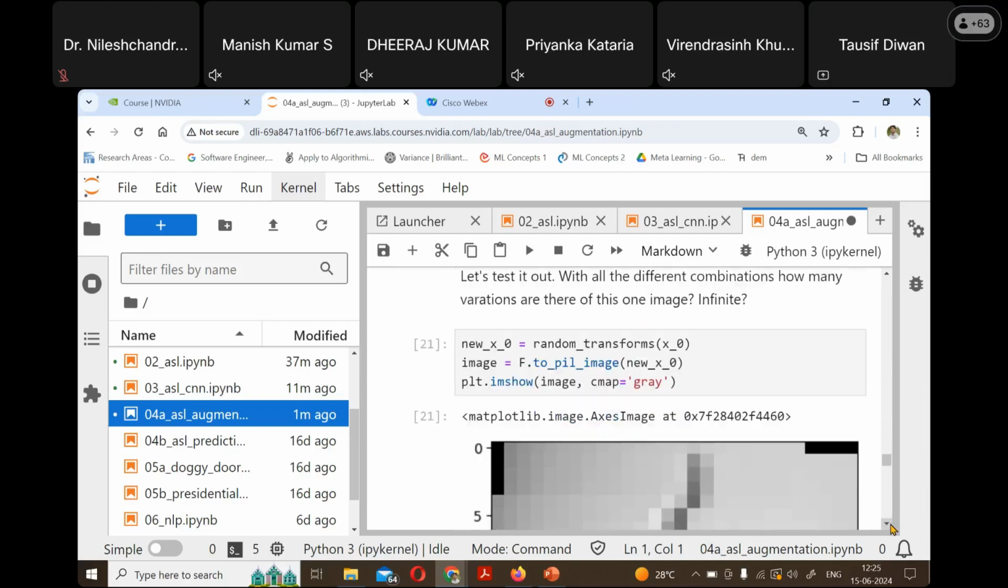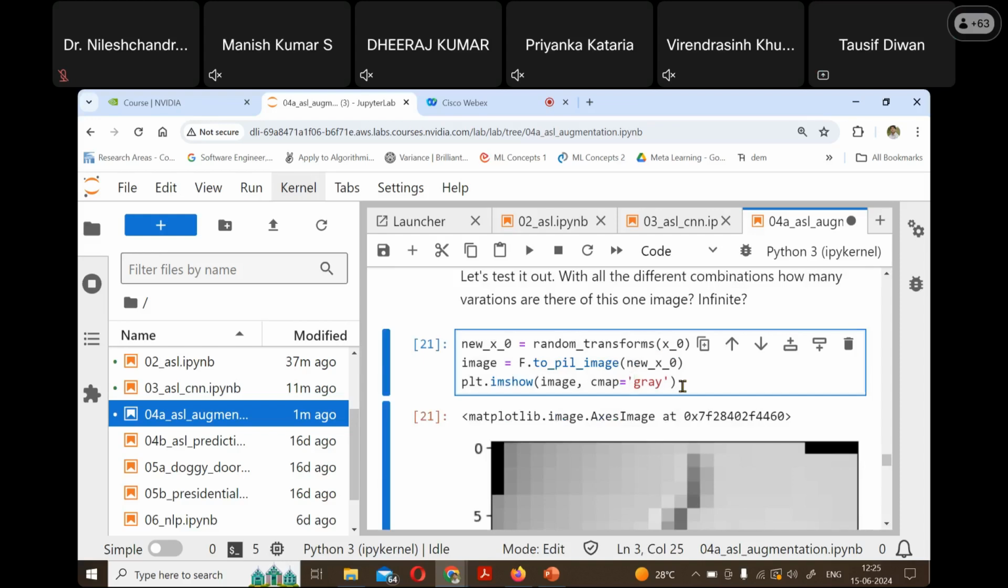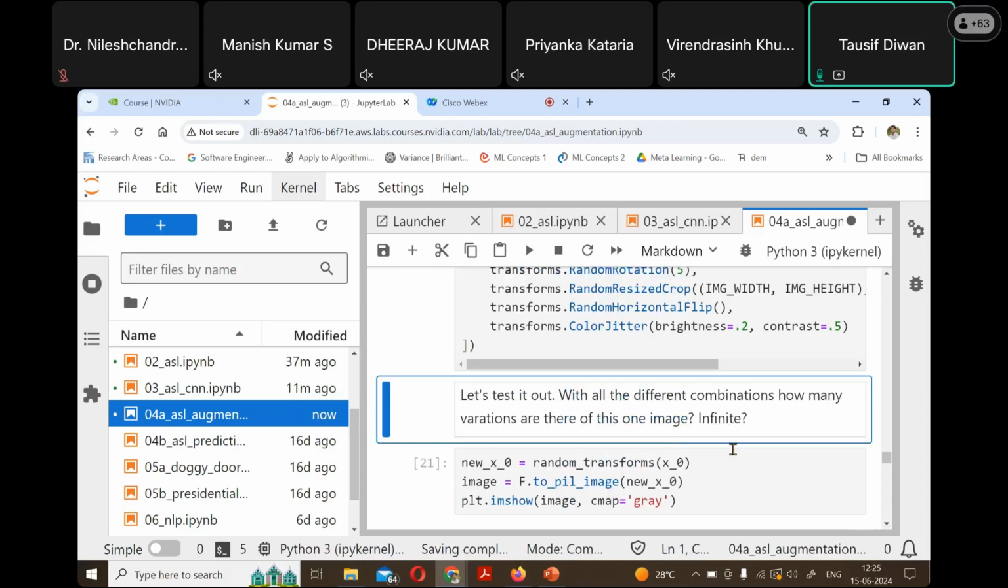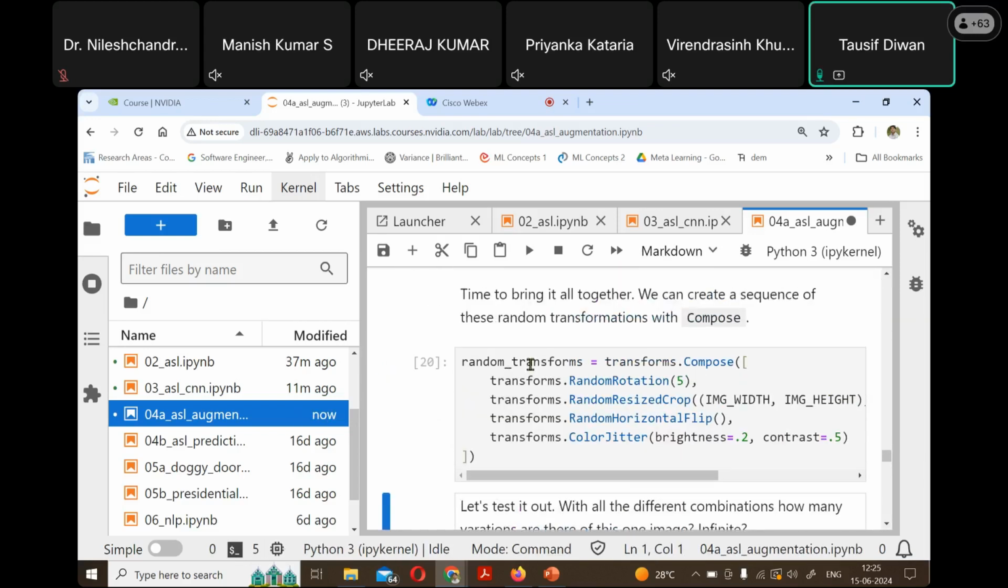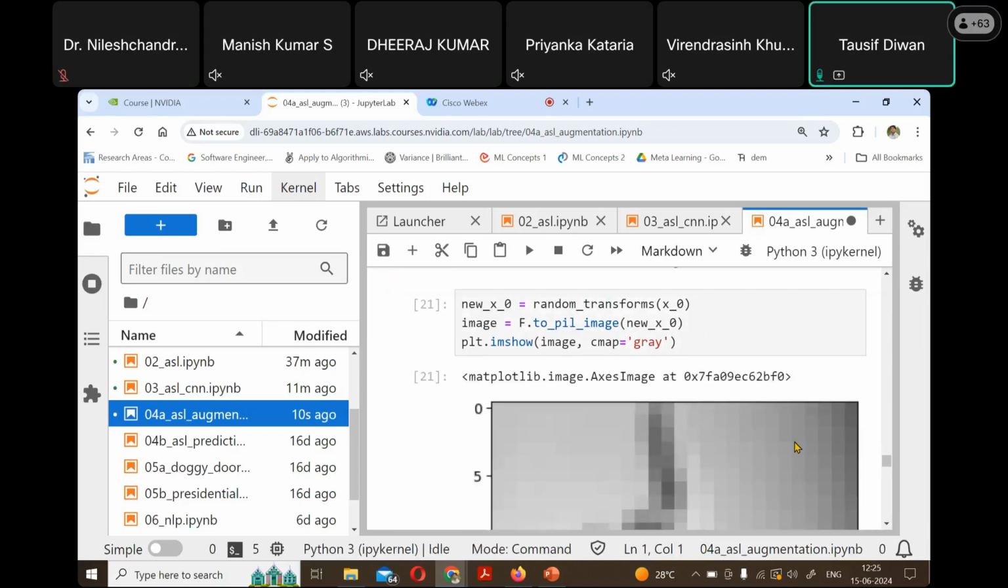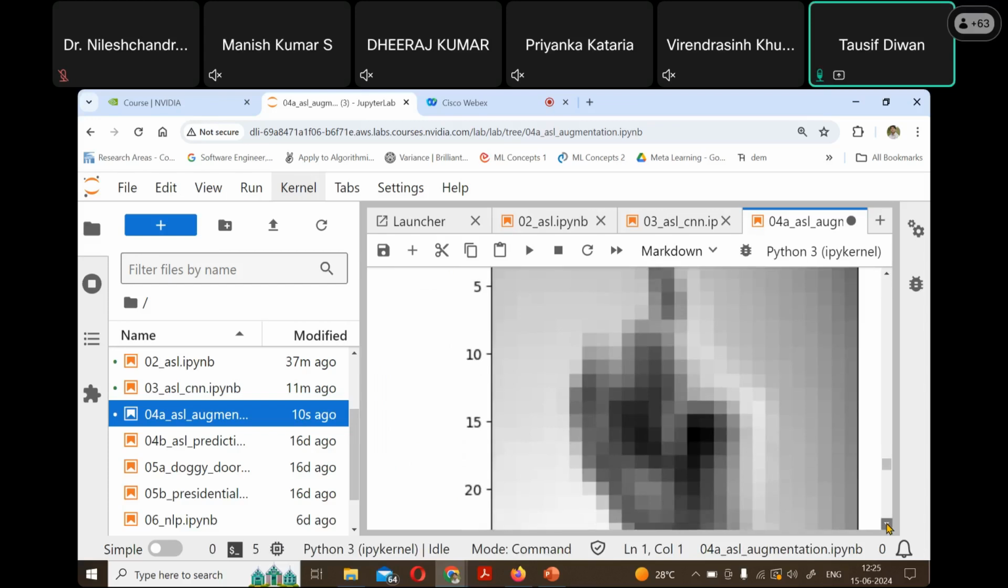Now, sorry, we have not run this cell. So everything is there in this random transform. There are multiple combinations of this. When we apply the random transform on that image, this could be the outcome.